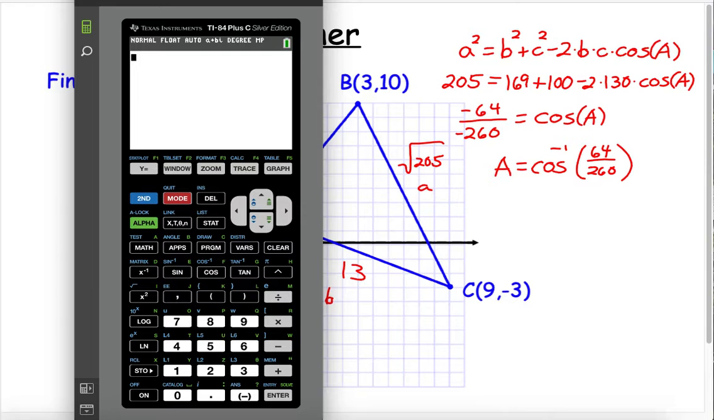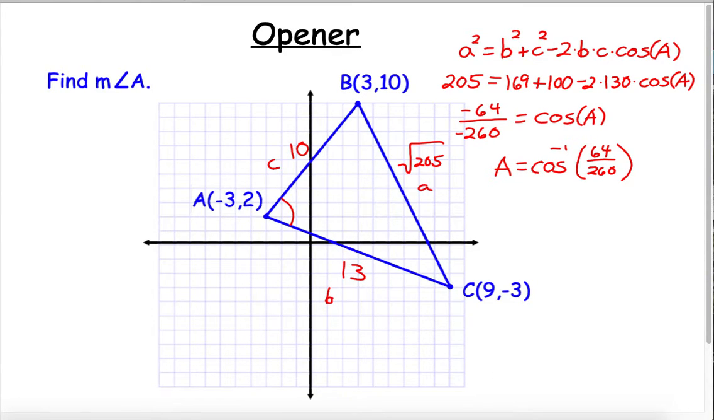And we'll grab a calculator and we'll check that out. Let's make sure I did these calculations right. 205 minus 100 minus 169. Yep, 64. So we're going to do second cosine. Make sure you're in degree mode. I already checked, so I know I am. 64 divided by 260. Don't waste time reducing that fraction. There's no need to. And we get 75 point, we'll just round it to the nearest tenth. 75.7 degrees. So A is approximately 75.7 degrees. And there's your answer.